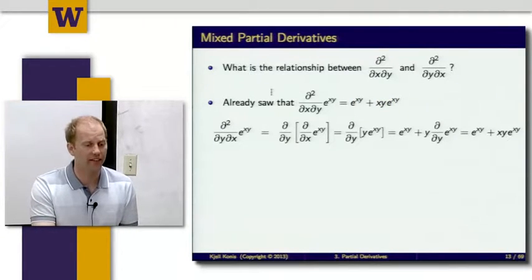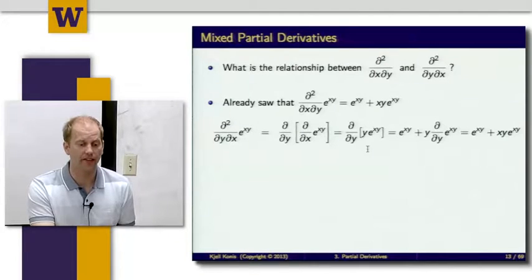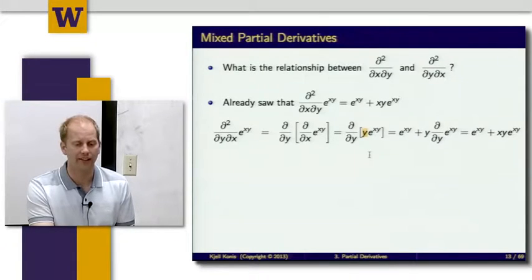And now let's look at what happens when I do it with respect to x first, and then with respect to y. So first I'm going to take the partial derivative with respect to x of e to the xy. And that's just going to give me y times e to the xy. And now again I have to use the product rule to take the derivative of this. So it's the derivative of the first function, so the derivative of y with respect to y is just 1, times the second function. So that's where this e to the xy comes from.